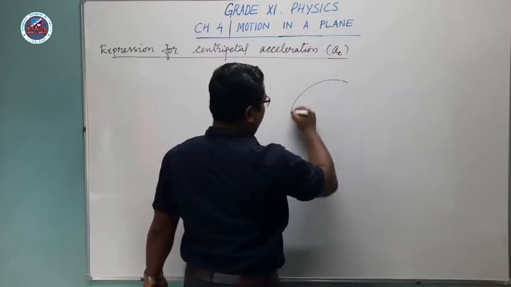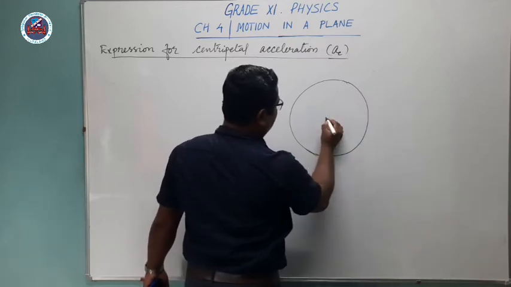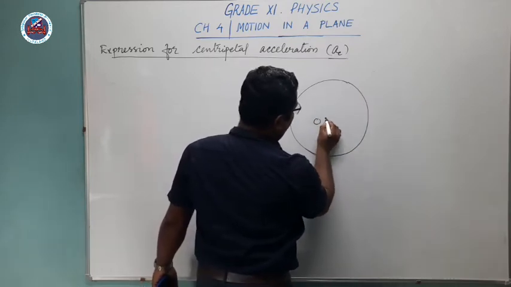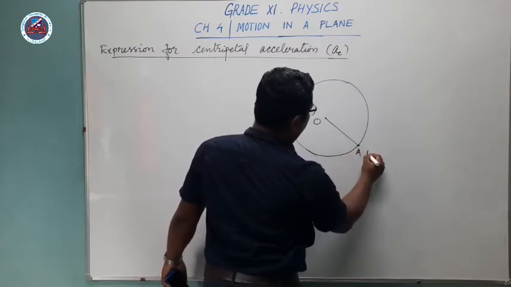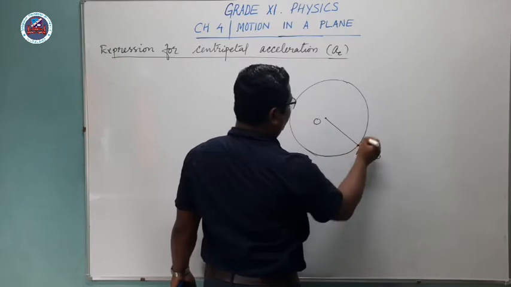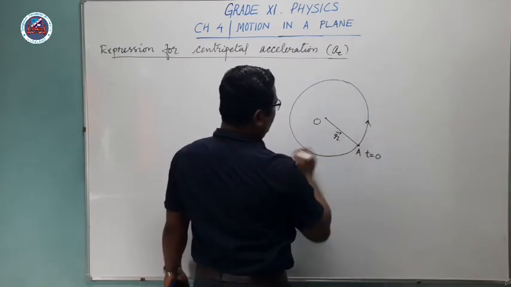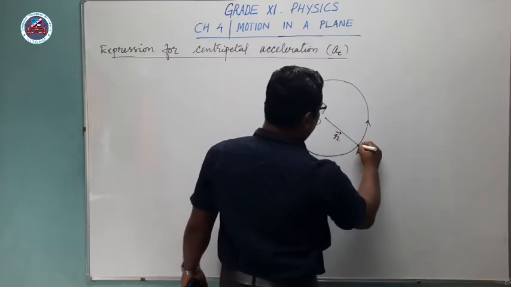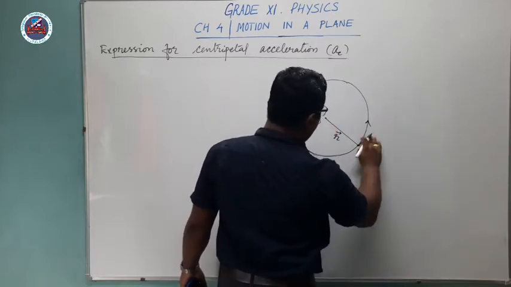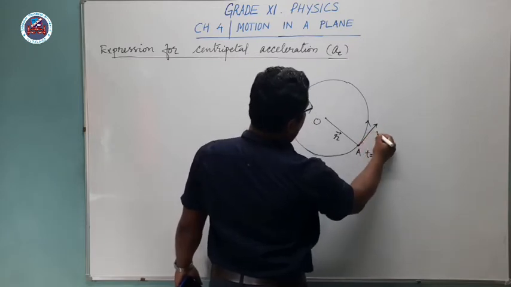Suppose this is the circular path, like the previous one that we have taken. This is the center. The body is at A, point A, at time instant t equal to 0. The body is undergoing uniform circular motion. Here let me take the radius vector as r. The linear velocity, which will be tangential at this point, let us take it as v.